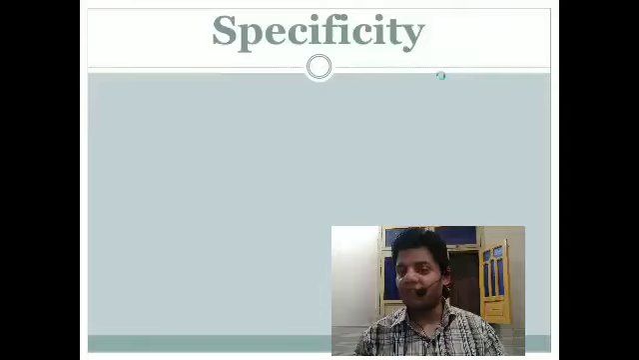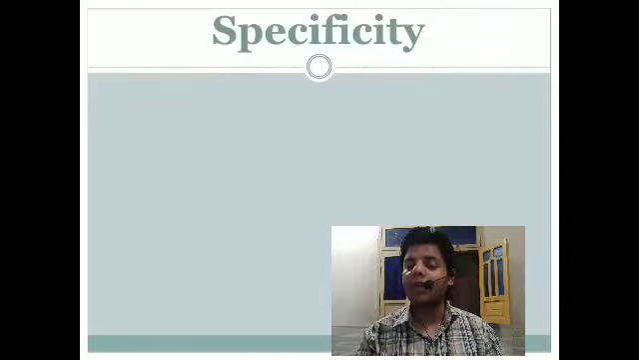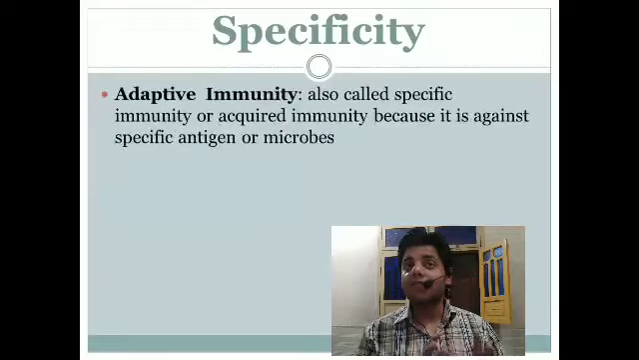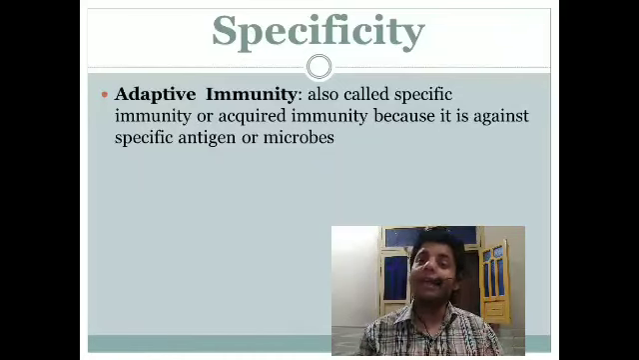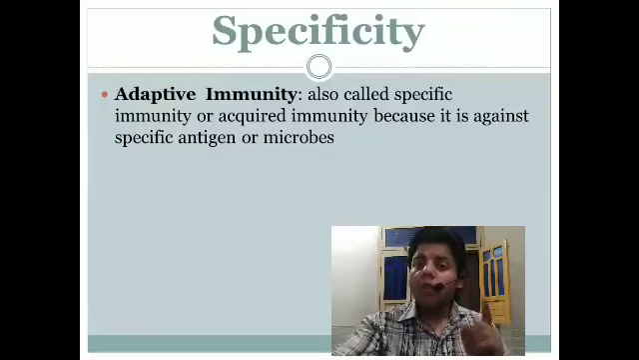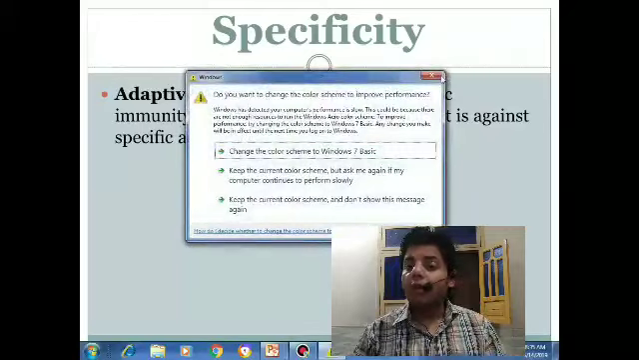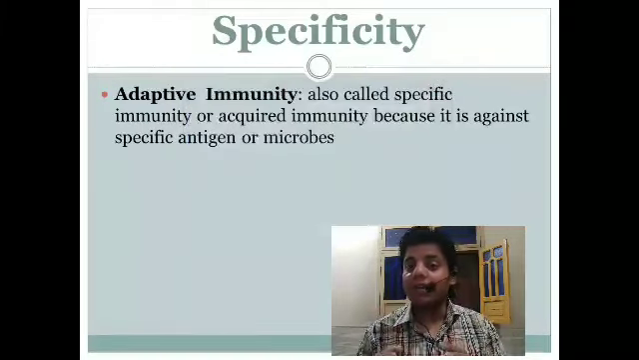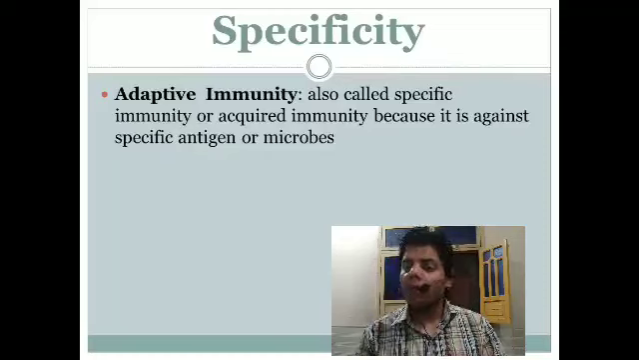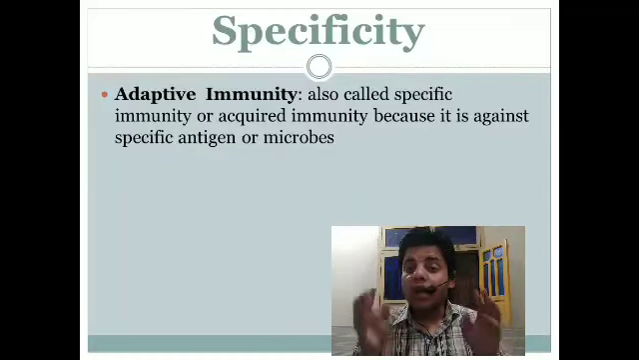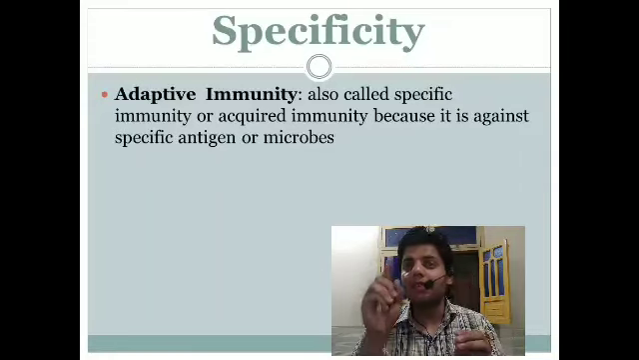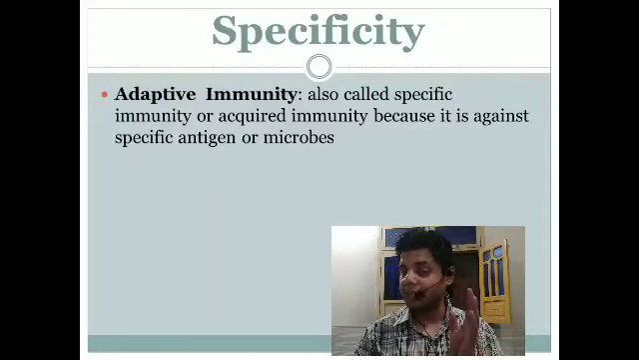Now let's talk about the specificity of innate and adaptive immunity. First, what is the specificity of adaptive immunity? Adaptive immunity is also called specific immunity, and it is also called acquired immunity. Why do we call it specific immunity? Because it is activated against a specific microorganism, for example E. coli, Klebsiella, poliovirus. That's why we call it specific immunity.